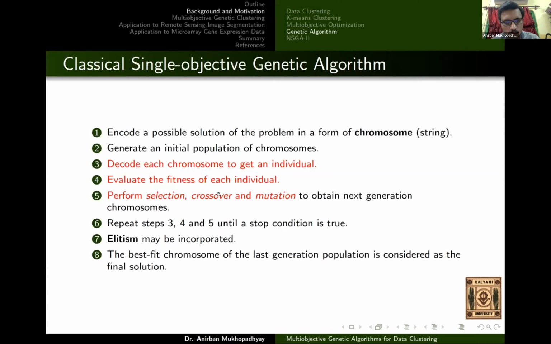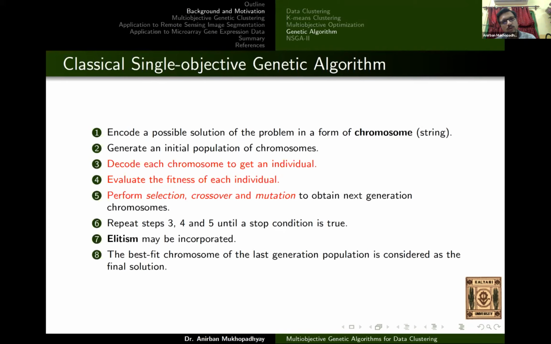You know that the genetic algorithm is inspired by Darwin's evolution principle. Over the iterations, the set of solutions gets improved through selection, crossover, and mutation. These steps are repeated until some stopping criterion is met. For a single objective case, in the last generation, the best solution that we get is the final solution that we report for a particular problem. Elitism may be incorporated. Elitism means that we keep track of the best solutions so that they are not lost over the iterations. The best fit chromosome of the last generation population is considered as the final solution. So this is the classical genetic algorithm for a single objective optimization problem.